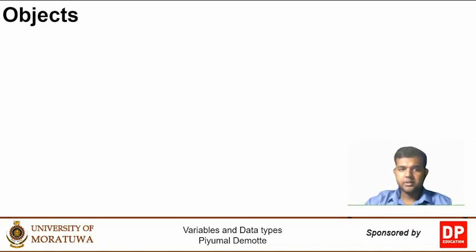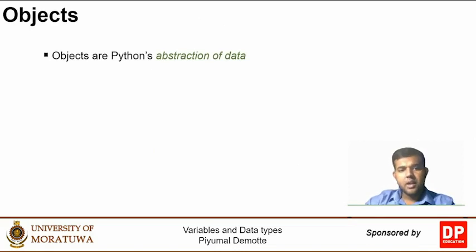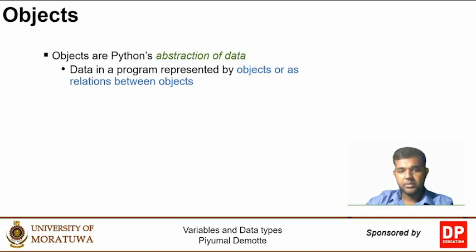Let's move into objects. What are objects? Objects are Python's abstraction of data. This means how data is identified, treated, and discussed. Thus, in Python, data is identified as so-called objects. Thus, everything we discussed until now, integers, floats, bools, and strings, and so on, could be identified as integer objects, float objects, bool objects, etc. So the data in a program is represented by objects or relations between objects.